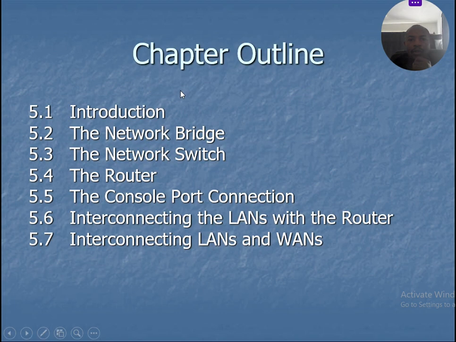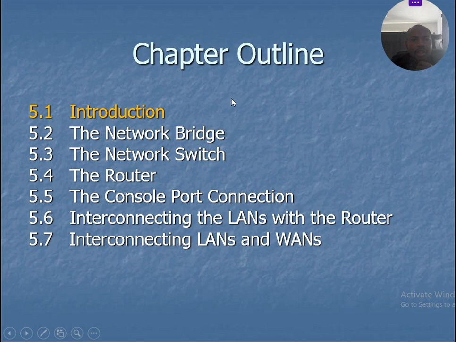First and foremost, we have what we call the chapter outline. The first part is the introduction. So chapter 5, section 1, we'll be looking at the introduction to this chapter. Then chapter 5, section 2, we'll be looking at the network bridge. Chapter 5, section 3, the network switch. Section 4, the router. Then section 5, the console port connection.